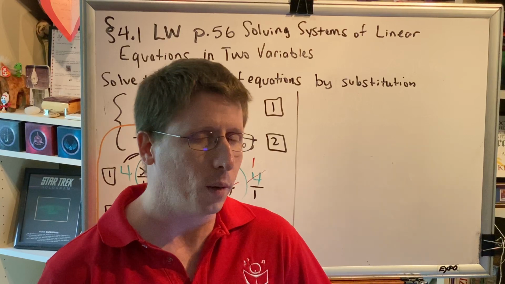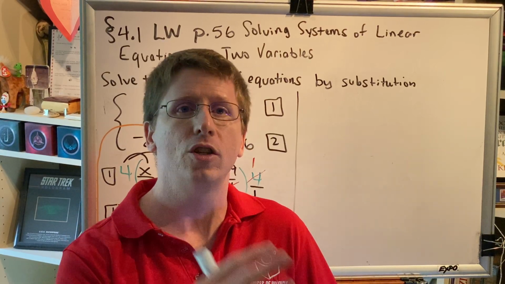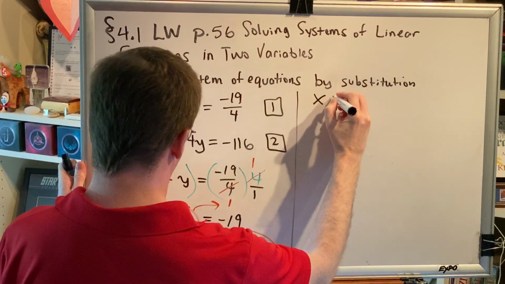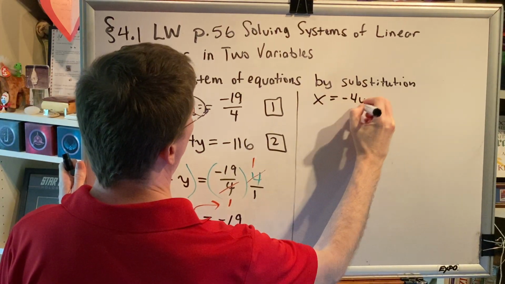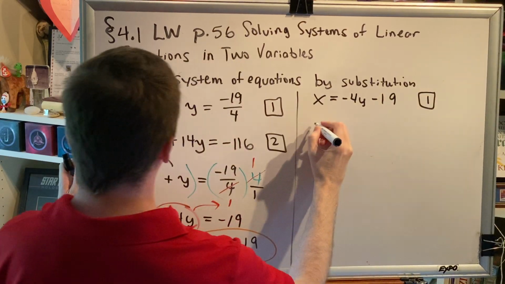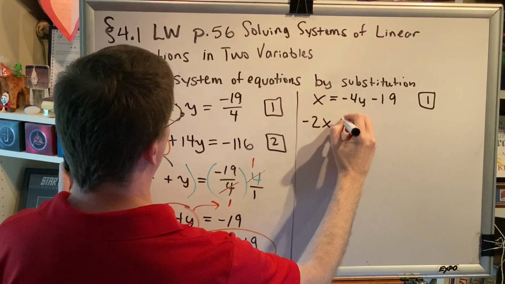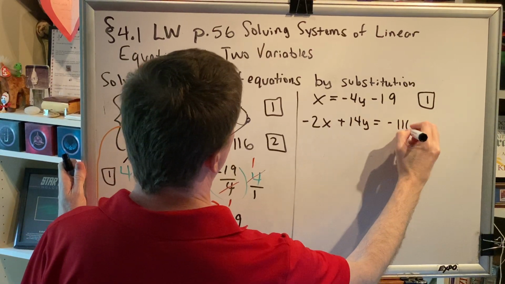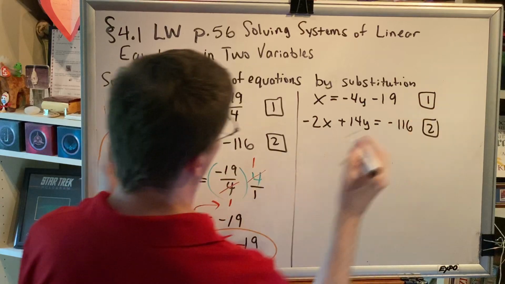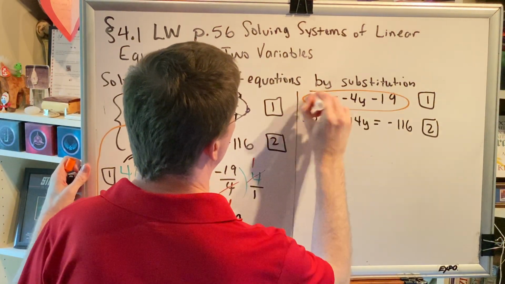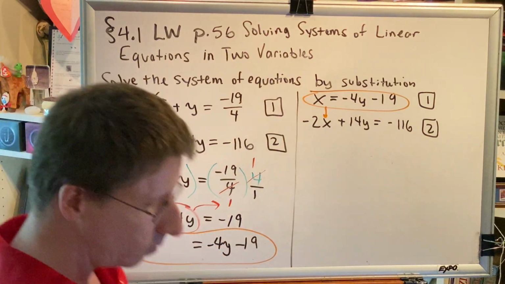If you solve for a variable in equation 2, you plug into equation 1. All right, let's summarize what we've learned so far. X equals negative 4y minus 19. This is equation 1. And negative 2x plus 14y equals negative 116. This is equation 2. And we are going to substitute this in here.